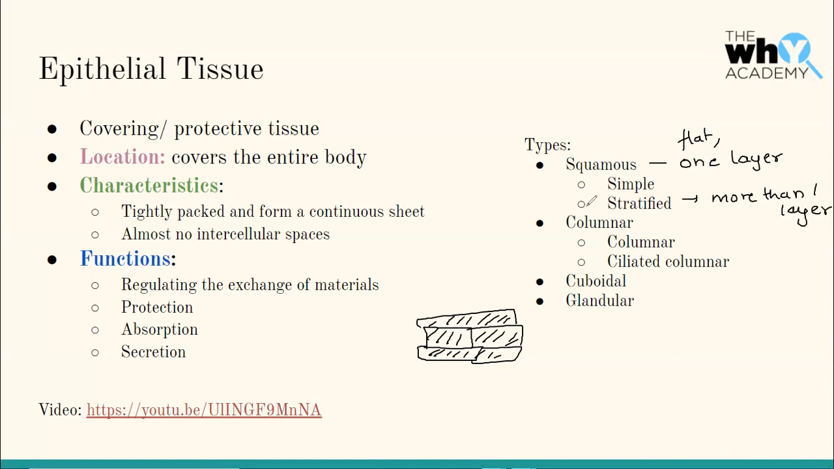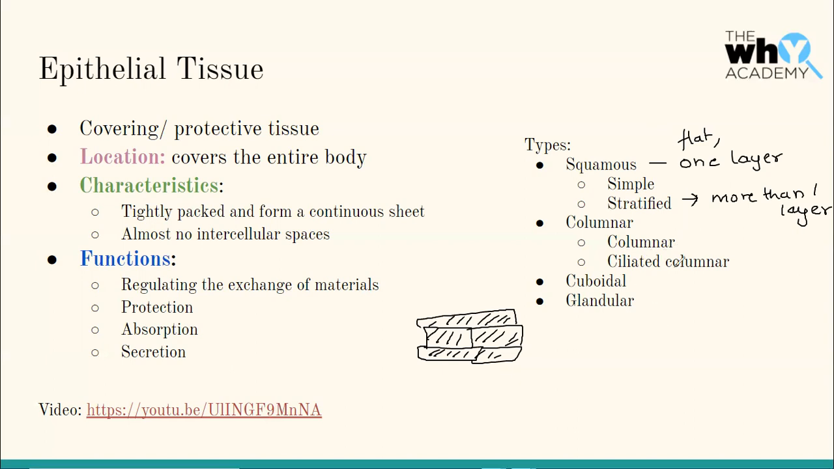So this is the actual scientific, or how should I say, the actual dictionary meaning of the word: squamous refers to anything which is flat and one layer in nature. Stratified basically means the act of distributing something in multiple layers, right? Okay.